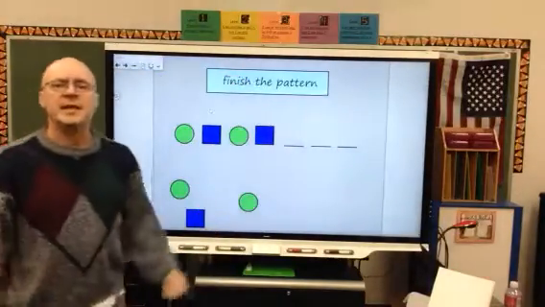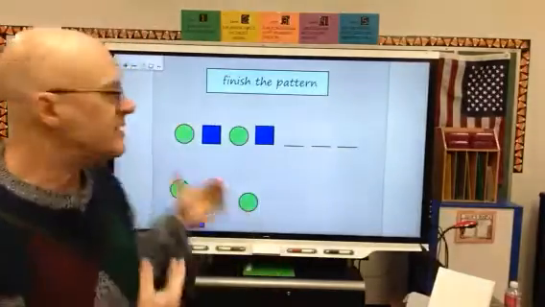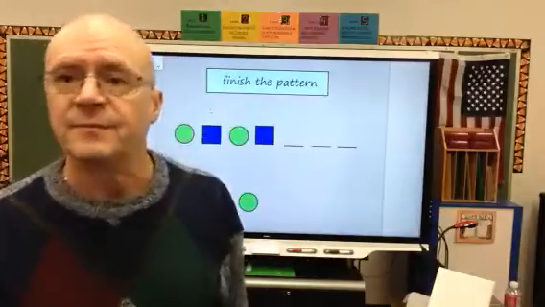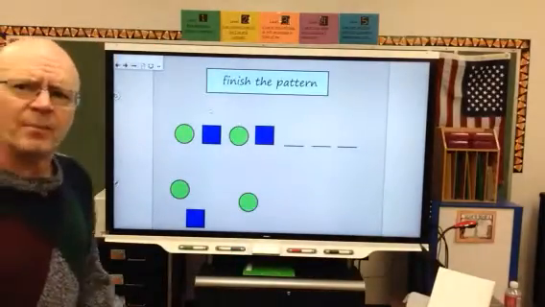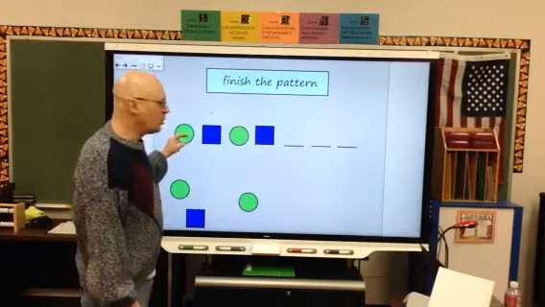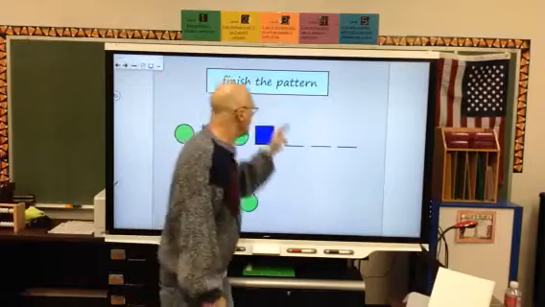This is what you're going to see most of the time when you're asked to do a worksheet or something. You're going to see a pattern and they're going to say, finish the pattern. All right? So let's figure out what our pattern is here. Let's see. Green circle, blue square. Green circle, blue square.